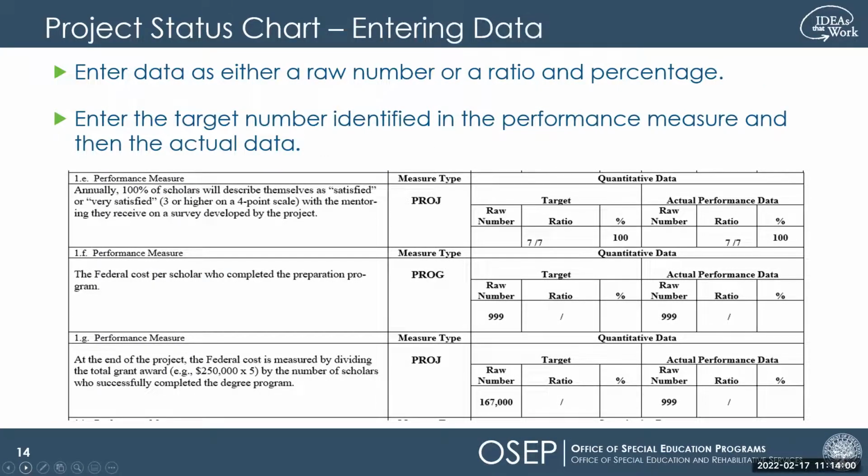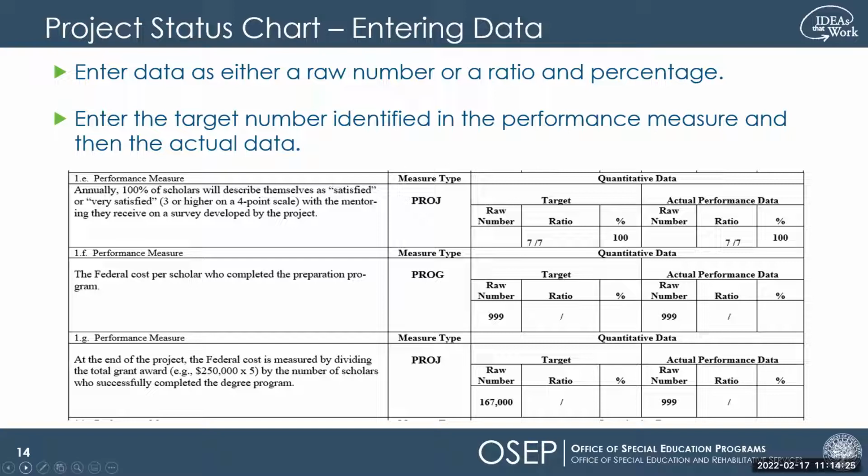Entering data. Enter data as either a raw number or a ratio and percentage. Enter the target number identified in the performance measure and then the actual data. Pay close attention to entering data into the correct space on the project status chart. Note the target column and actual performance data column headers.